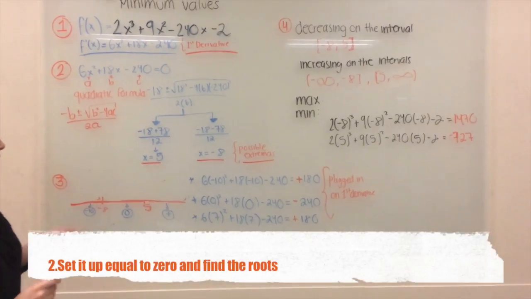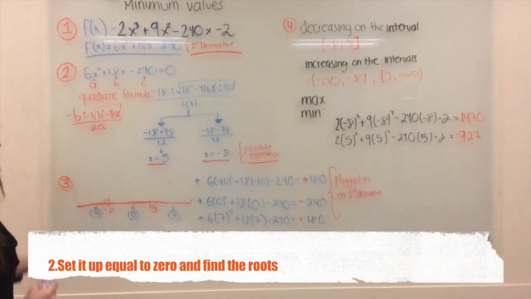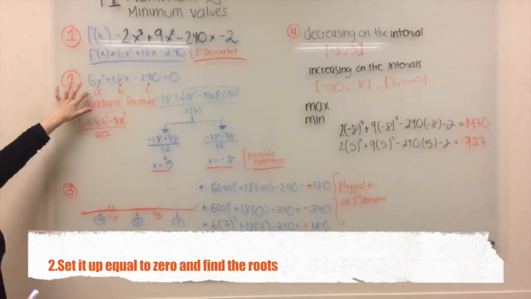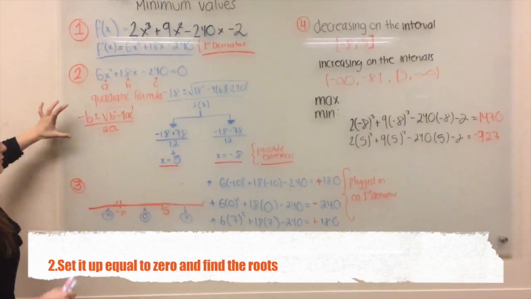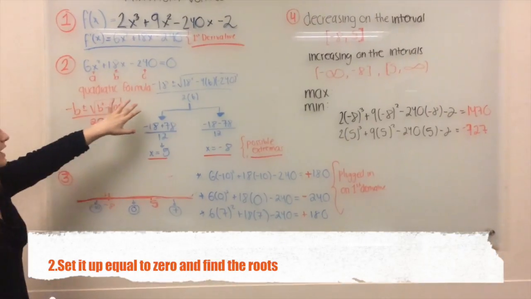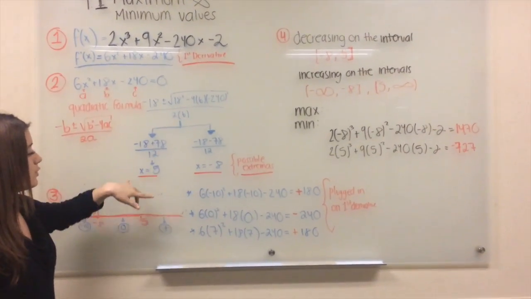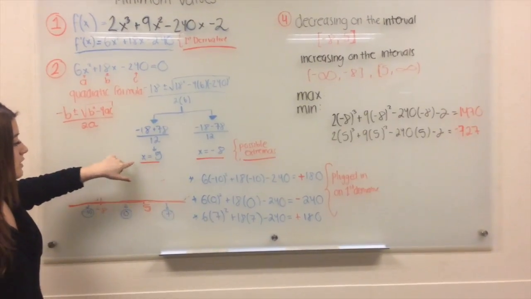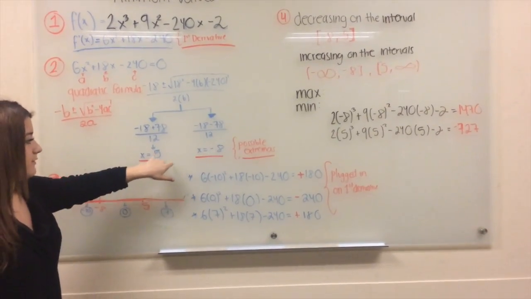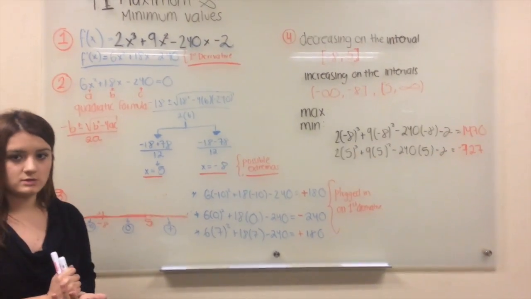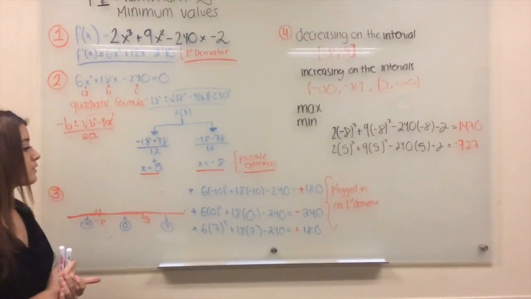There are so many ways to find the roots, but the one that I like the most is using the quadratic formula. So we have the values a, b, and c. We have our quadratic formula here, and we just have to plug those numbers into the formula. So we have x equal to 5 and x equal to negative 8. Those are my possible extrema, or possible critical points.